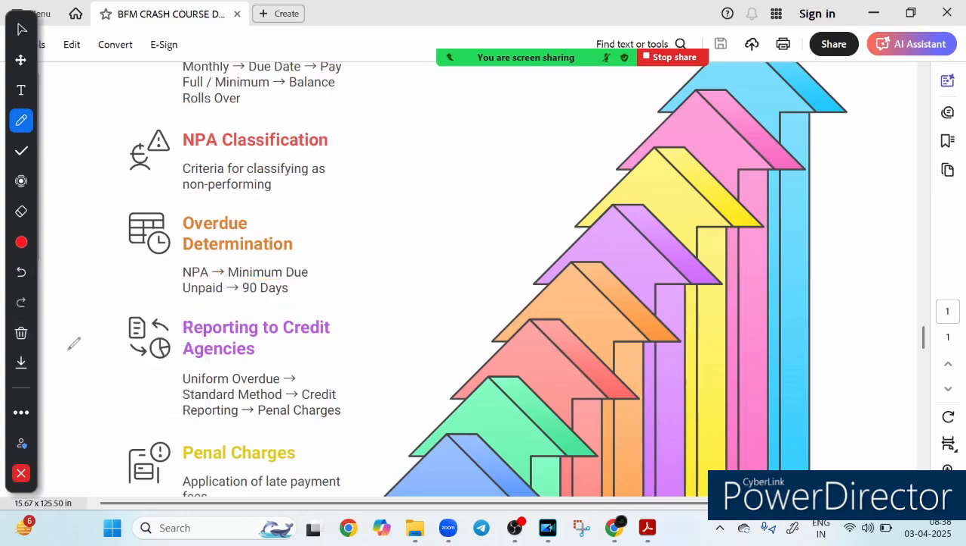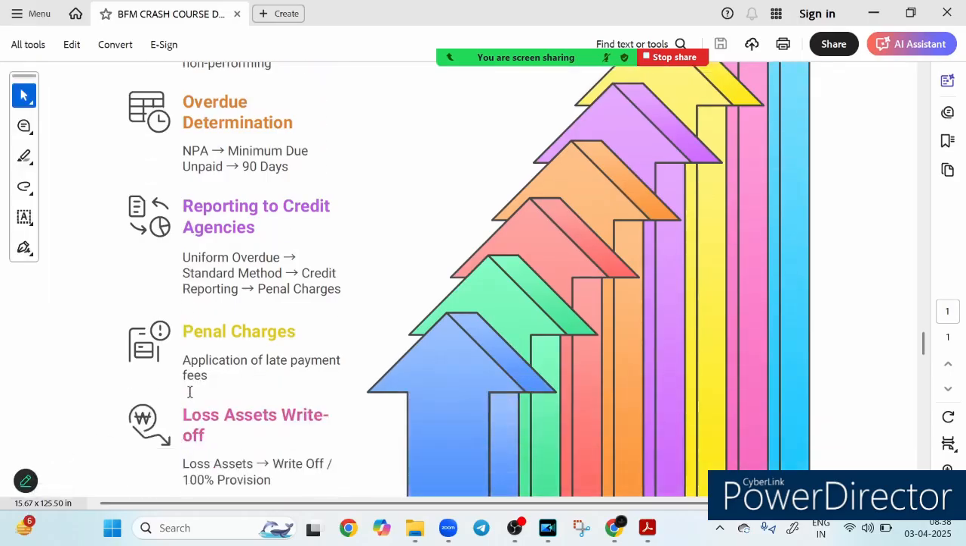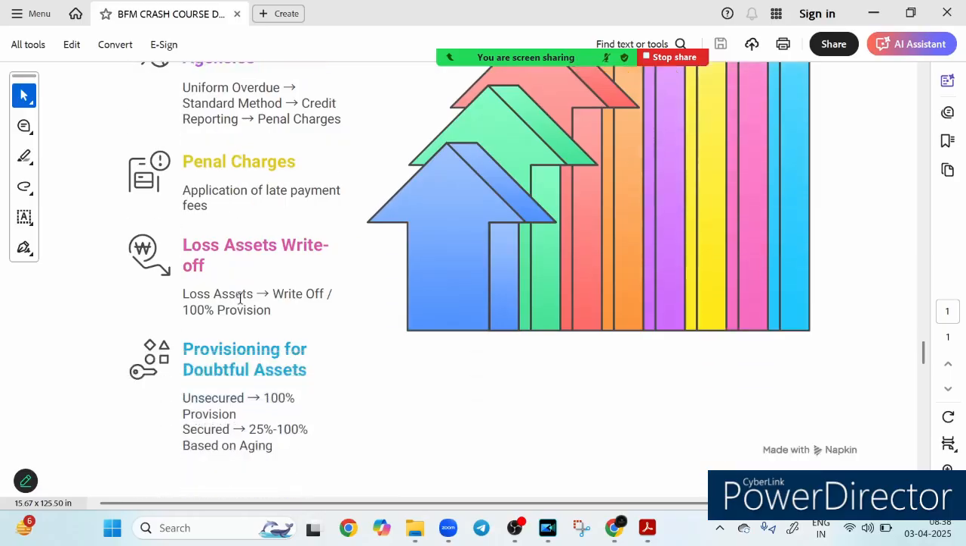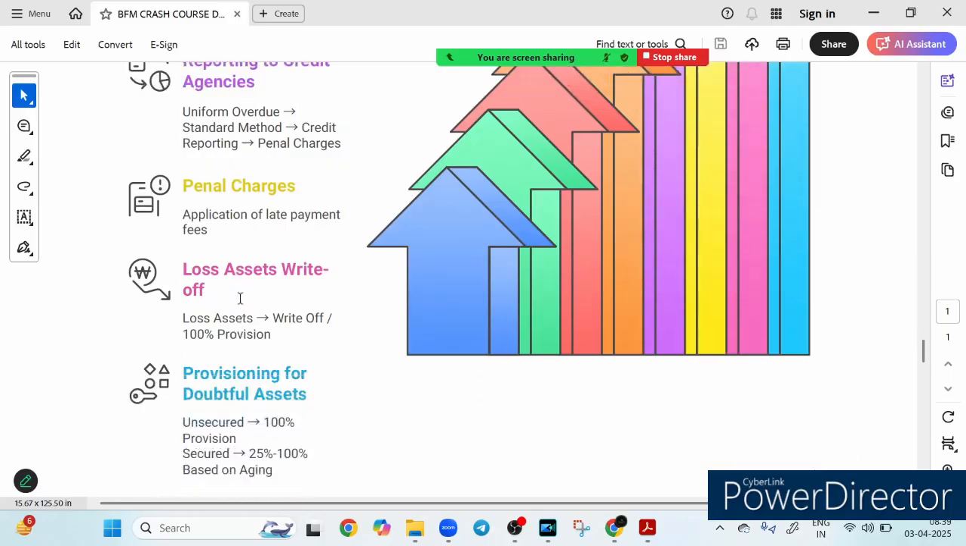Now friends, let's look at the credit agencies. Your credit history is reported to credit agencies. Any overdue, any NPA account will be reflected in your credit report, which could affect your ability to get a loan in the future. It is essential to maintain a good payment record to keep your credit score healthy. There is something called penal charge. What is the meaning of penal charge? Basically, if you are late in paying your credit card bill, penalty charges are added to your account. This can increase your total outstanding balance and make it harder to pay off. Always aim to pay on time to avoid these kinds of charges.